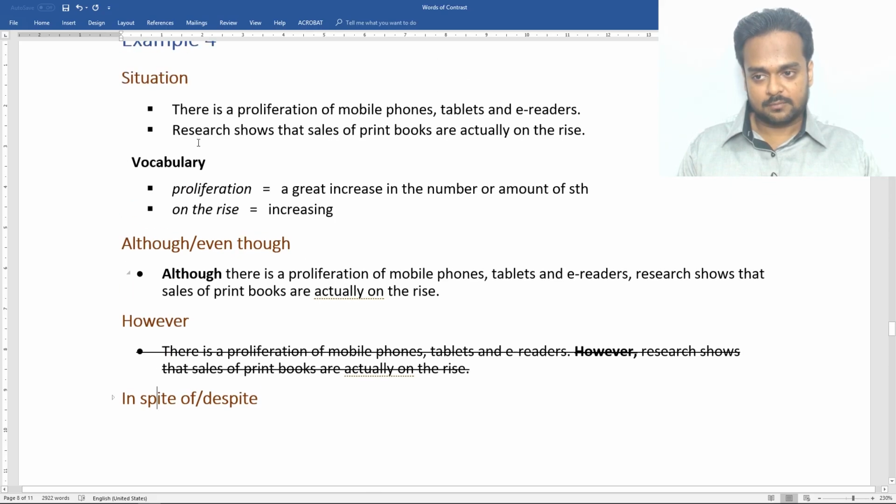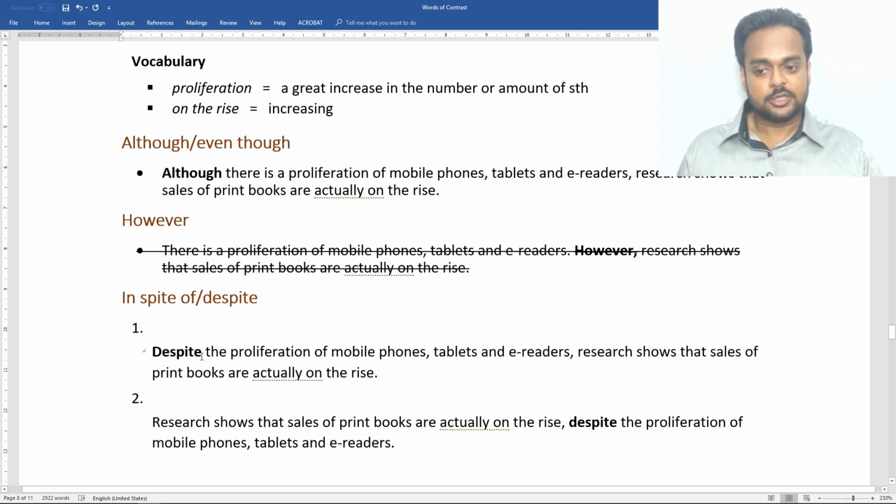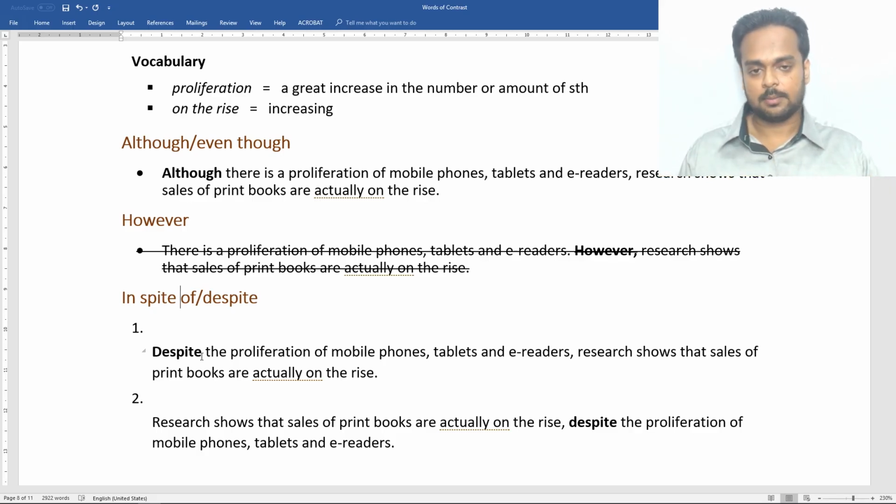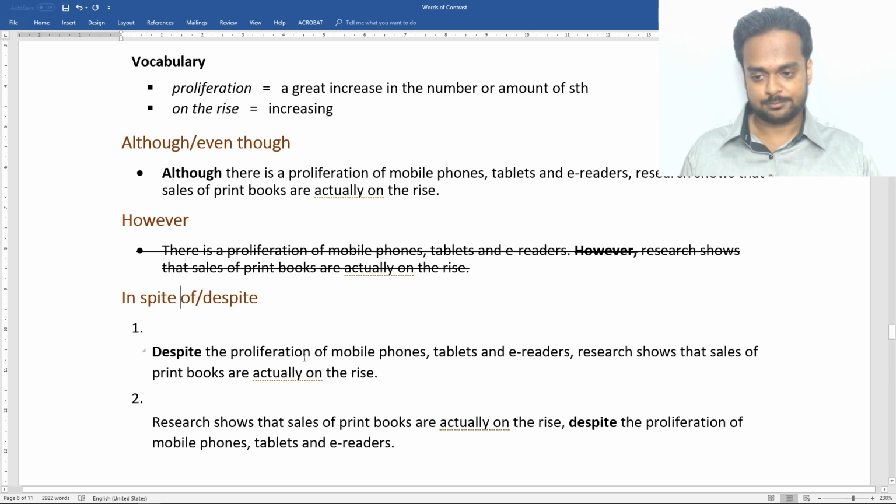The focus of this first clause, which gives us the expectation, is the noun proliferation. Remember that after despite or in spite of, you can put a noun phrase. So here's how I wrote it. Despite the proliferation of mobile phones, tablets, and e-readers, research shows that sales of print books are on the rise.